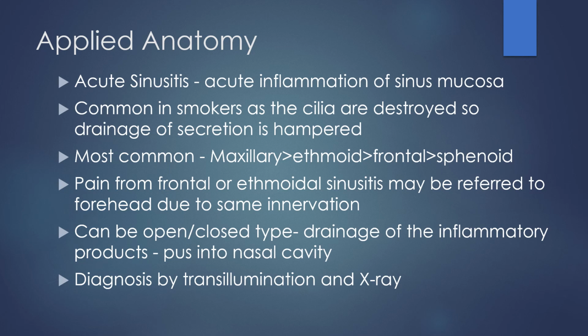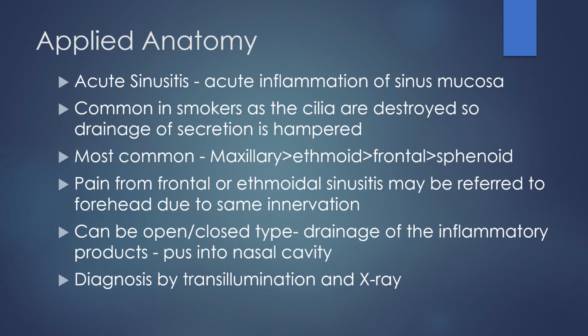Coming to applied anatomy of the paranasal air sinuses, acute sinusitis is the inflammation of the mucosa of the sinuses. It is common and it is recurrent in smokers because the cilia are destroyed due to smoking and drainage of the secretion is hampered. Most commonly affected is the maxillary sinus, and pain from these infected sinuses is often referred to the forehead because there is same innervation, like the frontal sinus is supplied by supraorbital, so it is referred to the forehead.